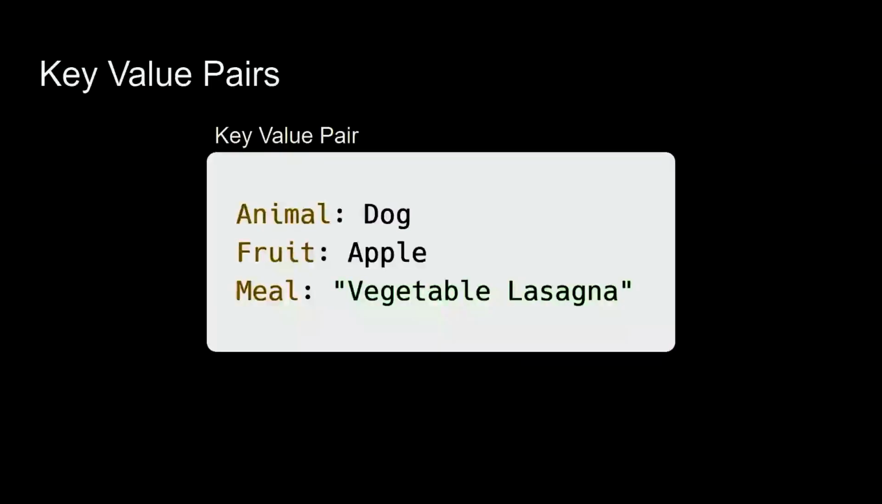Key value pairs in YAML are displayed like this. So you have the key and then a colon and then a space and then the value. Now you can see that vegetable lasagna is wrapped in quotes. The reason why is because it has a space. You only have to wrap a value in quotes if it has a special character in there. Space is not considered a special character, so you wouldn't have to wrap this in quotes. I just like the way it looks.